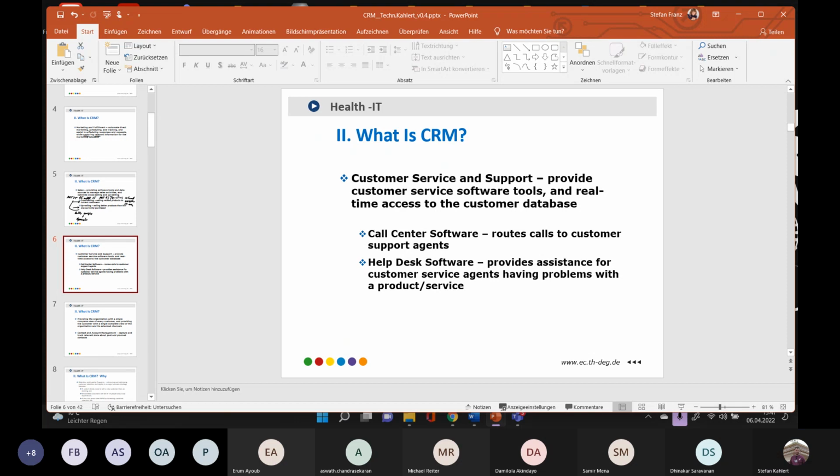So what is included in such a CRM tool? It's real-time access to a certain customer database. You have in this database also information for call centers, which you today name contact centers. So, which means when you call a certain hotline, a service hotline, they recognize you by your phone number.